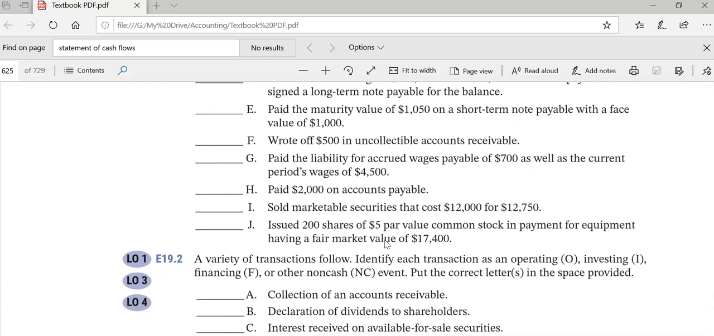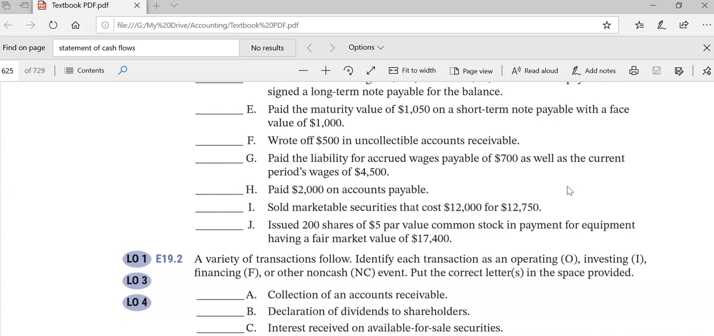The next one is you're selling marketable securities that cost $12,000 for $12,750. So that is an investing activity. If you think about your balance sheet, you have your current assets, your long-term assets, and then short-term investments was its own little category. And so the short-term investments that a company makes are considered kind of in the same step as a long-term asset. So I would be an investing activity.